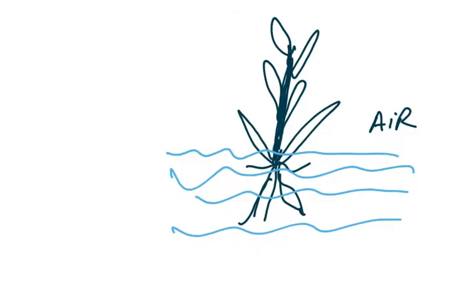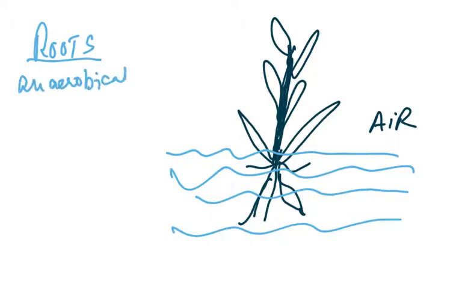Now if you look at a rice plant, it's got all this water, so the roots will die. The roots start to respire anaerobically. When they respire anaerobically, they're going to produce alcohol, ethanol. Now if there is a lot of ethanol, the plant is going to die. It's toxic for the plant.